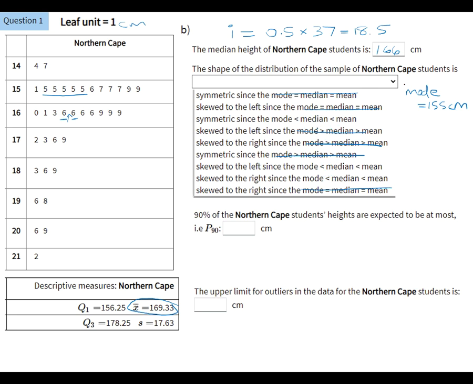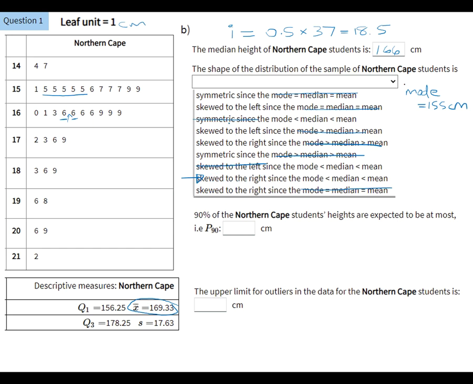Now we know that if we have the mean larger than the median, it means that we have larger values that are pulling the mean towards them. So our data is skewed to the right. So that would obviously be wrong, and skewed to the left would be wrong as well. So our correct choice here would be this option.